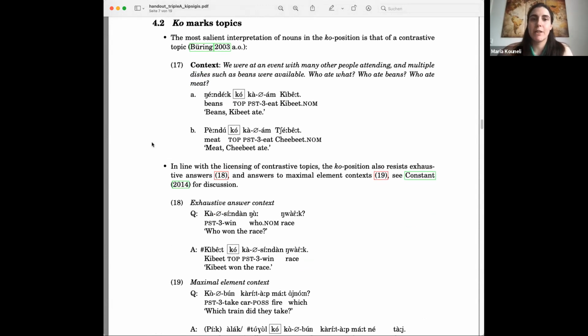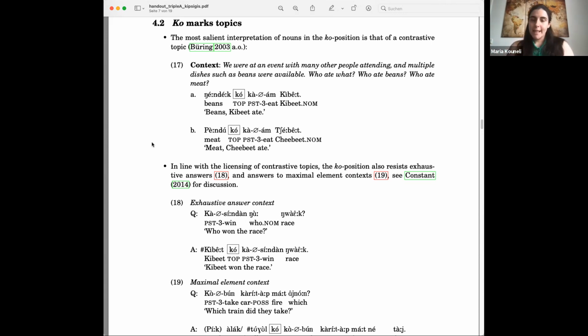So the most salient interpretation of nouns in that position is that of a contrastive topic. So in 17, you see a contrastive topic context. We were at an event with many other people attending, and multiple dishes such as beans were available. Who ate what? Who ate beans? Who ate meat? And an appropriate answer to this context is the sentences that you see in A and B. So beans, ko, ate Kibet. Meat, ko, ate Chebet. Okay, so this is a contrastive topic interpretation.